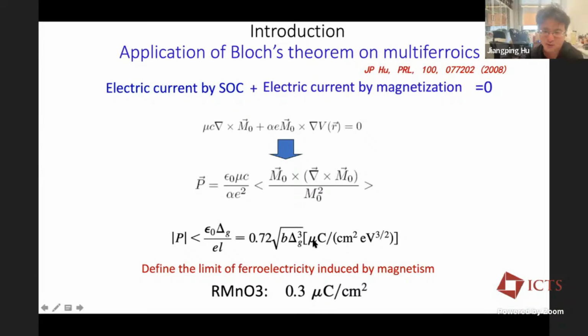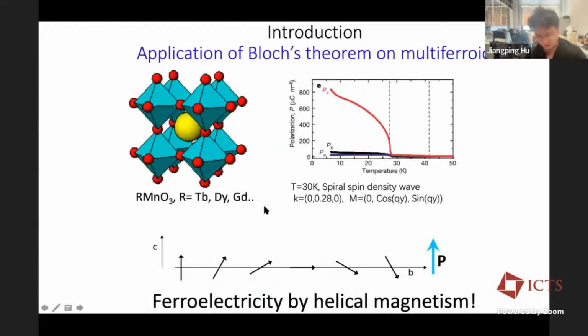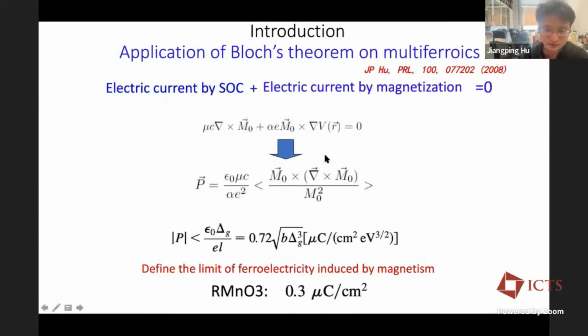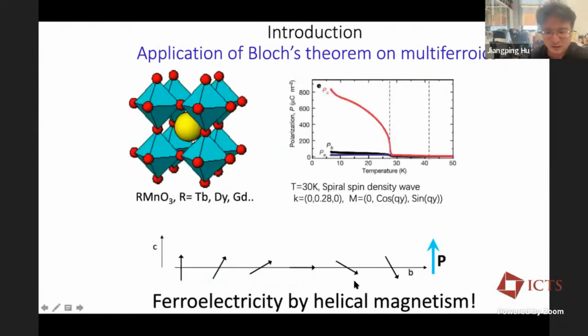Okay, so that's actually quite in this case. And this formula also explains what type of magnetization can induce ferroelectricity, like this. This magnetization has to be helical. So if you have helical magnetization, you can induce this ferroelectricity. Okay, so that ferroelectricity is a global value, as the formula explains.